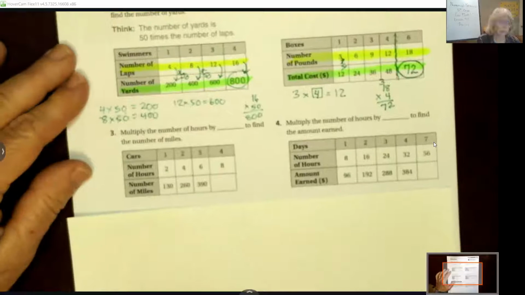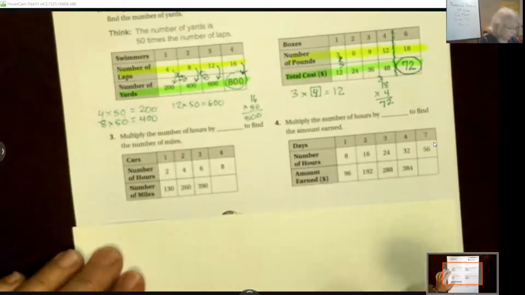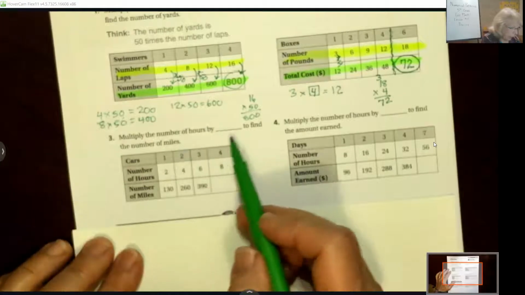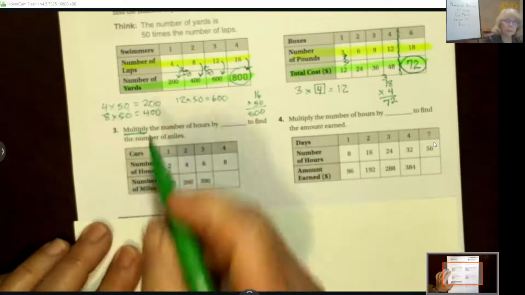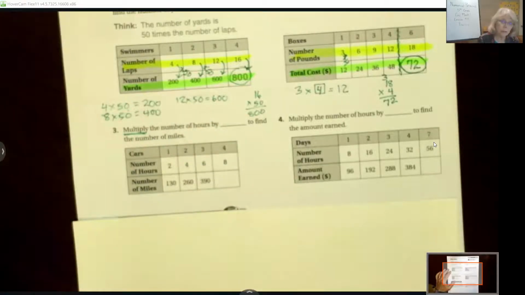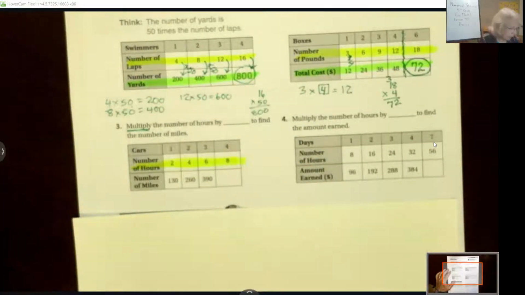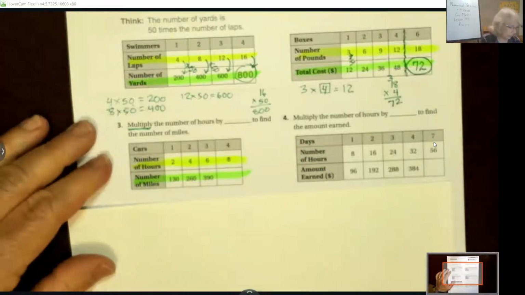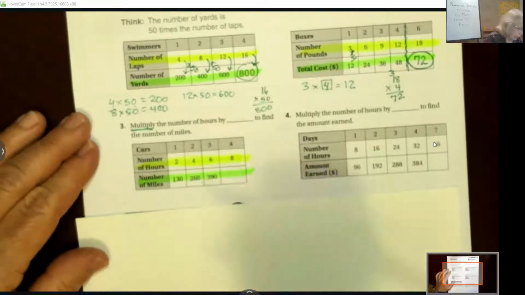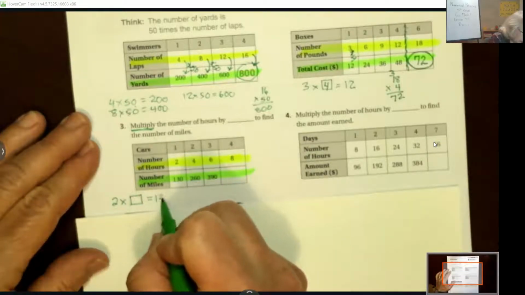So now we have, let's block off this top part. Okay, so we have multiply the number of hours by what number to find the number of miles. So again, they gave us a big hint. The rule has to do with multiplying. So we're going to look at the number of hours, which are in this row, and the number of miles, which is in this row. Now, our number of miles is a little bit bigger number, so this is a little complicated in that we have to figure out 2 times what unknown number is equal to 130.